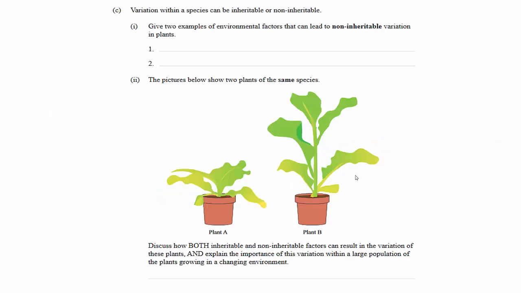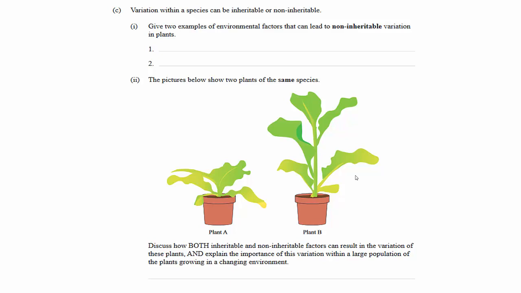Okay, the next question, 1C, asks us about variation within a species, which can be inheritable or non-inheritable. So 1CI asks us to give 2 examples of environmental factors that can lead to non-inheritable variation in plants. Whenever it's asking you about environmental factors, it's asking you about things that are affecting something in its environment.